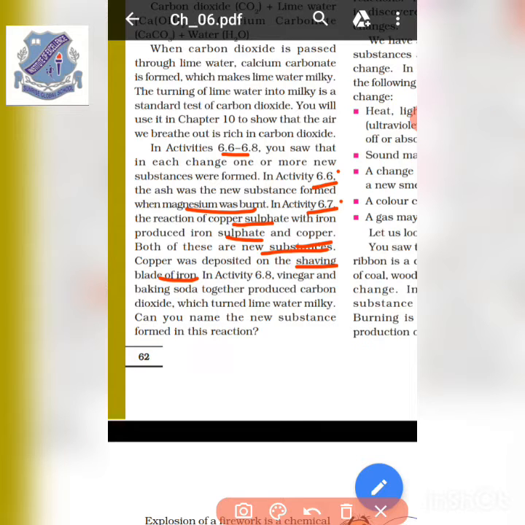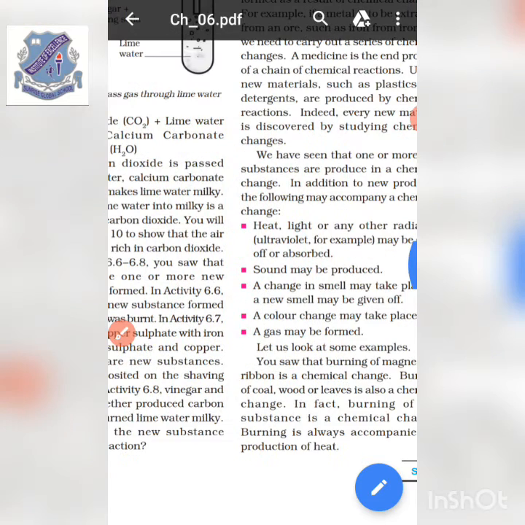Now in activity 6.8 that we just did, vinegar and baking soda together produce carbon dioxide. First, when you mixed vinegar and baking soda, you found carbon dioxide, and this carbon dioxide was then passed into lime water, which turned the lime water milky. Can you name the new substance that was formed in the reaction? There was a new substance formed in this reaction.